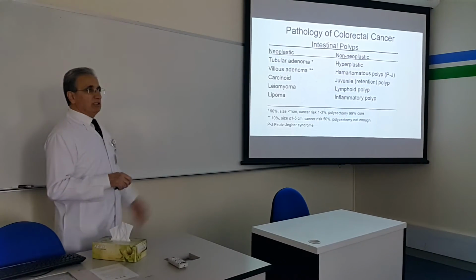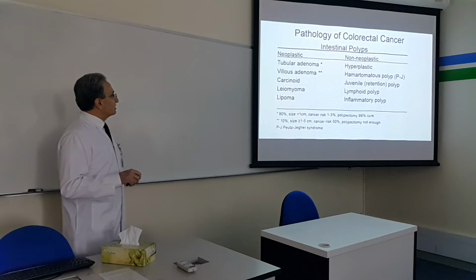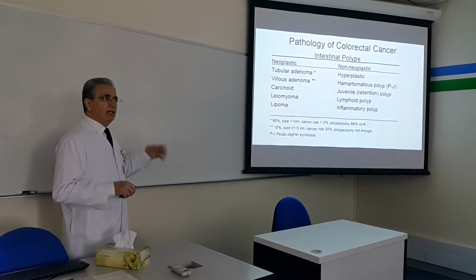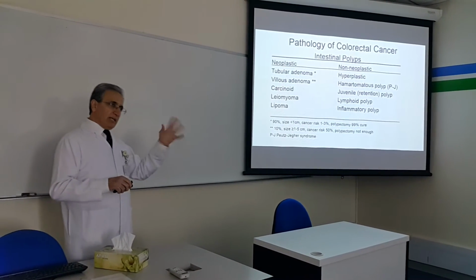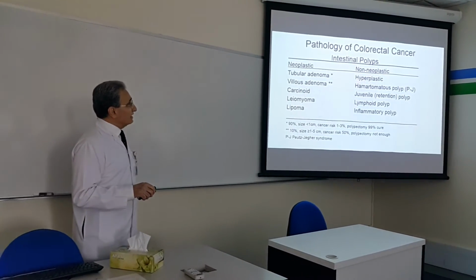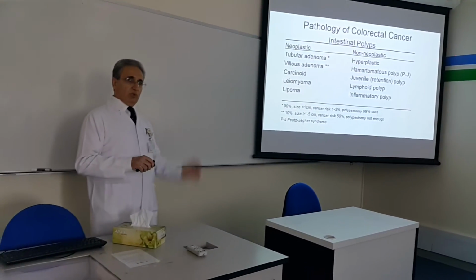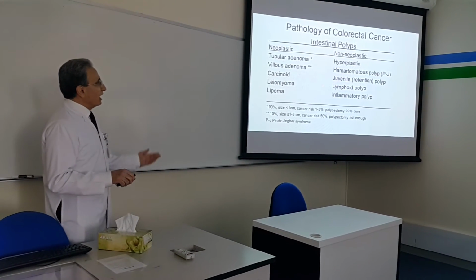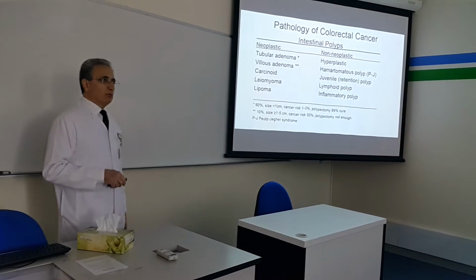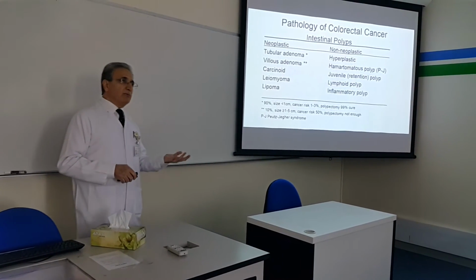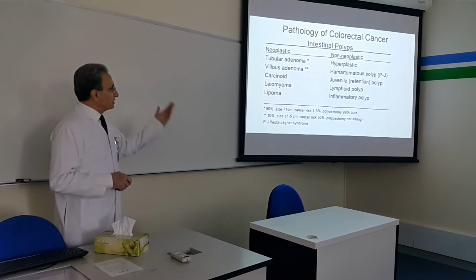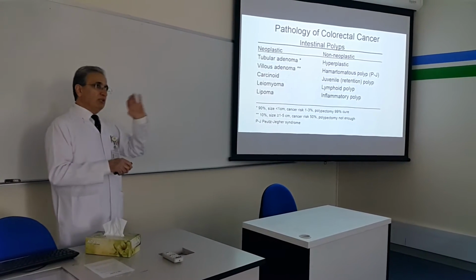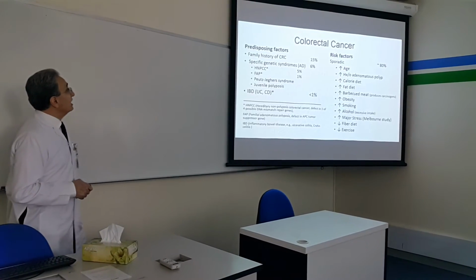There are other polyps which can develop, like carcinoid. We'll talk about that later in the session. Leiomyoma, lipoma, all of these can also show polyps. So these do not usually carry risk of cancer. Carcinoid is a low-grade cancer by itself anyway. Non-neoplastic polyps include hyperplastic polyps, as I've shown you earlier, and hamartomas, which I've shown you a case of Peutz-Jeghers syndrome, juvenile retention polyp, lymphoid polyp, inflammatory polyp. So there are so many types of polyps, but usually these do not carry major risk of cancer like the tubular adenoma and the villus adenoma per se. Villus adenoma means 50% cancer risk.